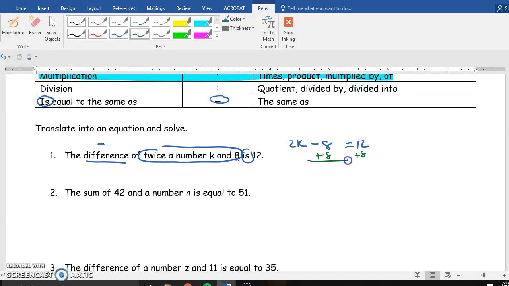Add 8, 2k equals 20, k is equal to 10. I do want you setting up an equation to solve these.